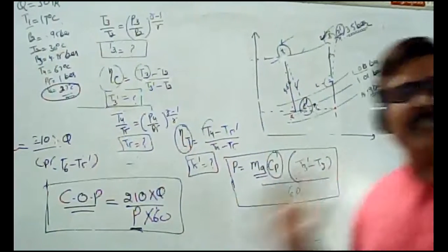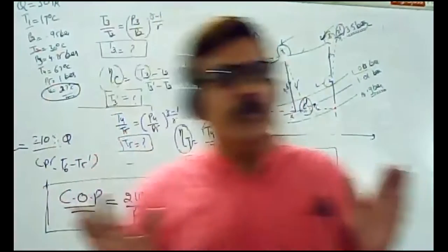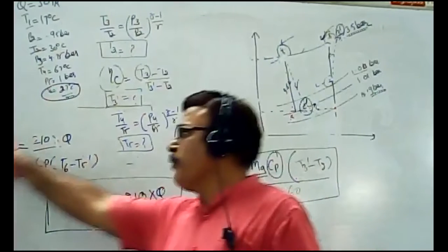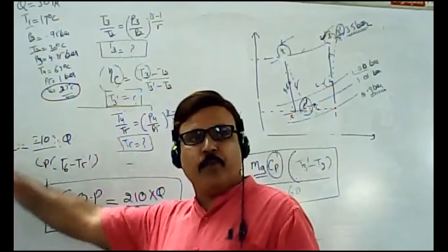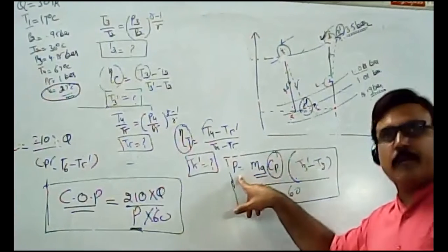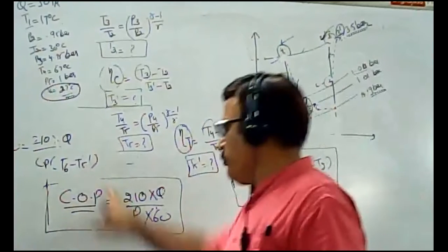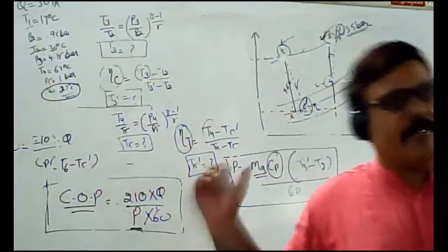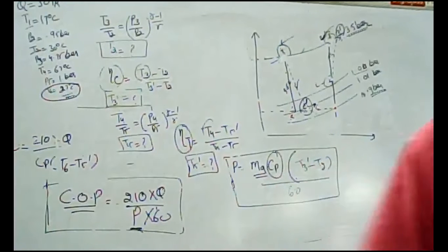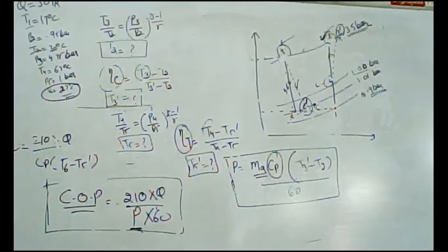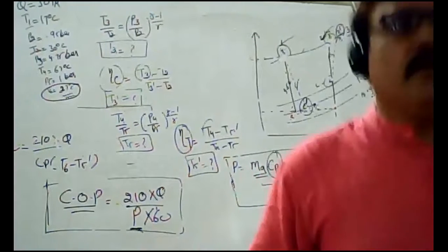So this is the method. First you have to calculate all the temperature values, then put those values in this formula and you will be able to calculate the mass of air. Then put this value into this formula to calculate power, and then put this power into this formula to calculate the value of COP. You can also calculate COP directly from the formula. So this is all about this numerical. Everybody must solve it. Hurry up.